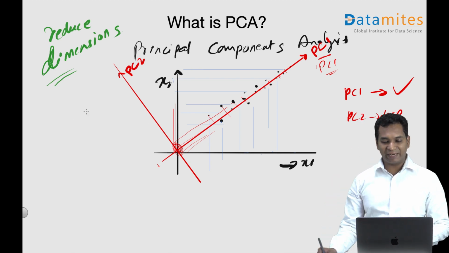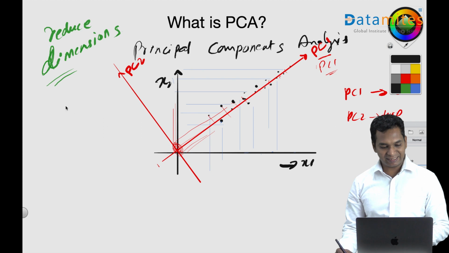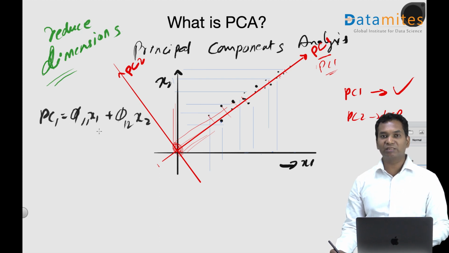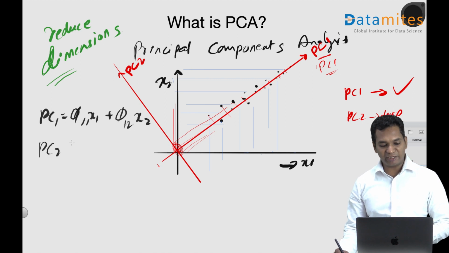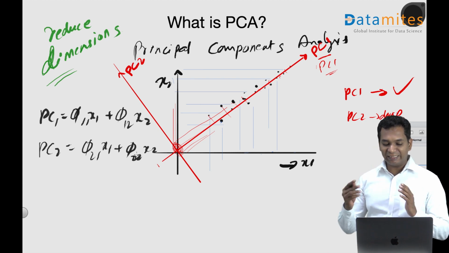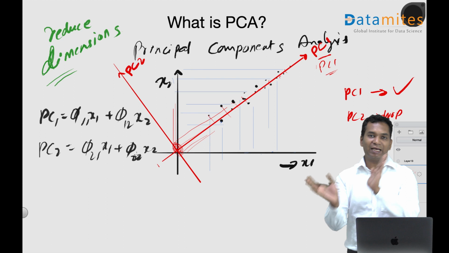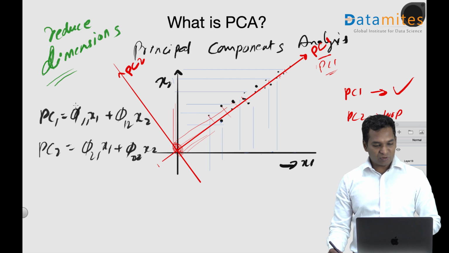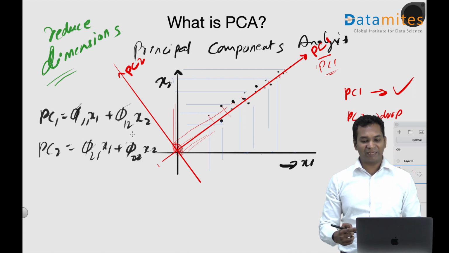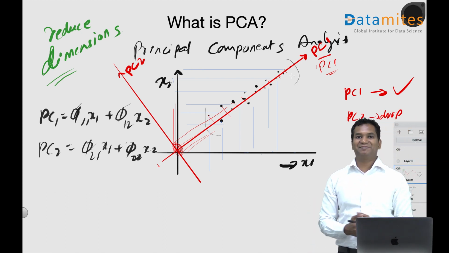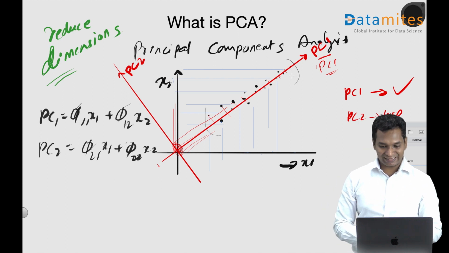If you want to write principal components in terms of the original axes, this is how it looks. PC1 is theta 11 x1 plus theta 12 x2. Theta 11 and theta 12 are constants, which are fine-tuned. And PC2 is theta 21 x1 plus theta 22 x2. So I'm taking a linear combination of the original axes and converting them into different axes, which we call principal axes, or principal components. The values of theta are fine-tuned in such a way that we get maximum variance captured in the first few principal components. Okay, so that's principal component analysis.